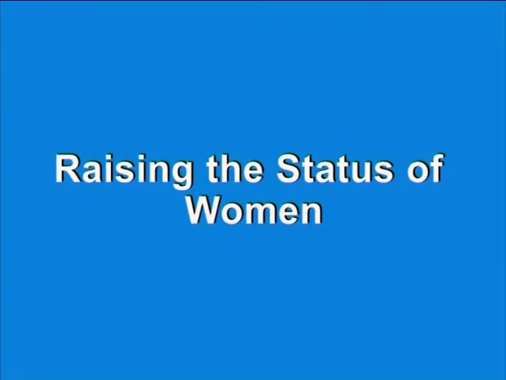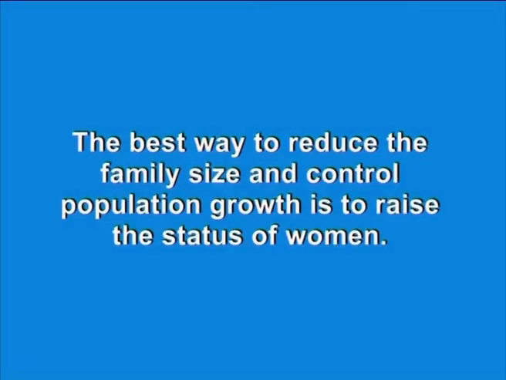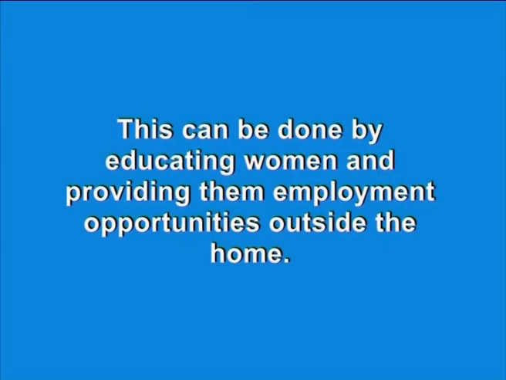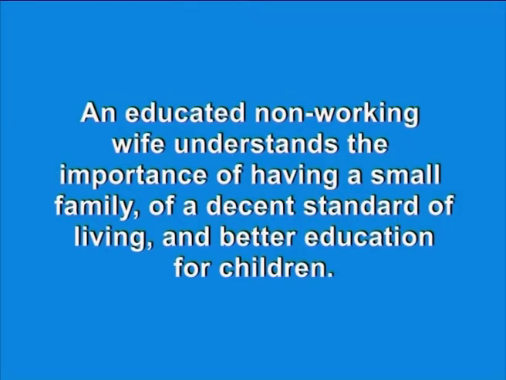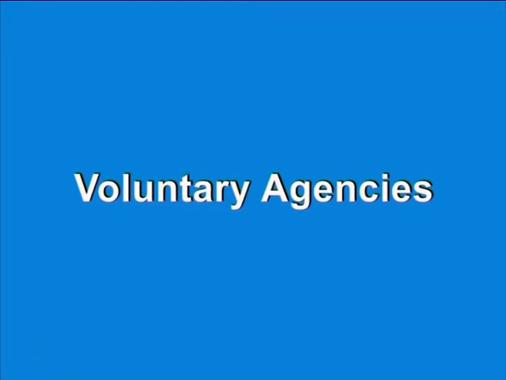The next is raising the status of women. The best way to reduce the family size and control population growth is to raise the status of women. This can be done by educating women and providing them employment opportunities outside the home. An educated non-working wife understands the importance of having a small family of a decent standard of living and better education for children.